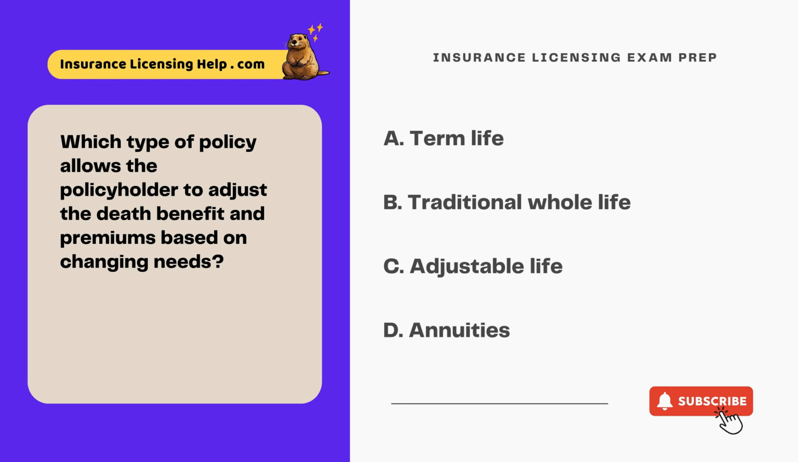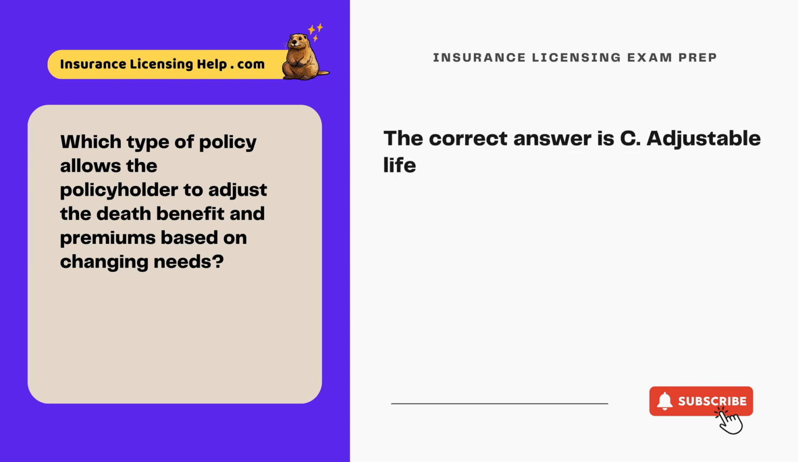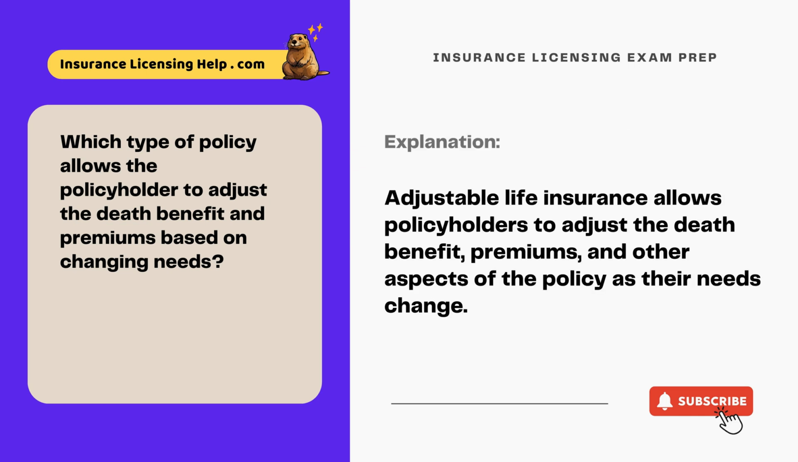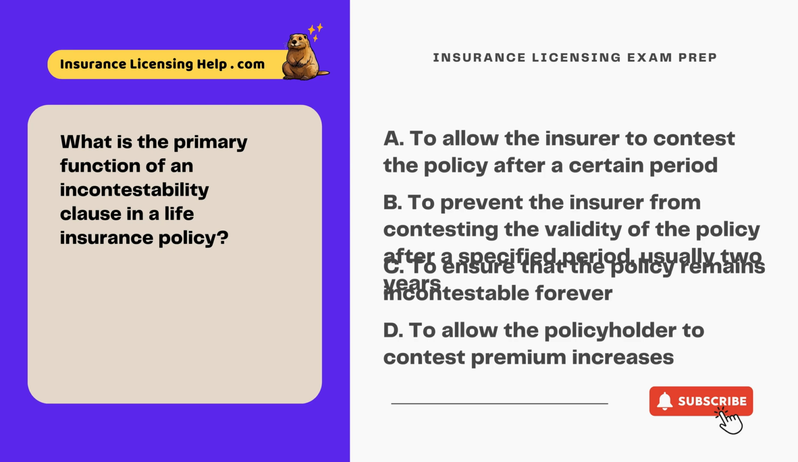C. Adjustable life. D. Annuities. The correct answer is C. Adjustable life. Adjustable life insurance allows policyholders to adjust the death benefit, premiums, and other aspects of the policy as their needs change. What is the primary function of an incontestability clause in a life insurance policy?